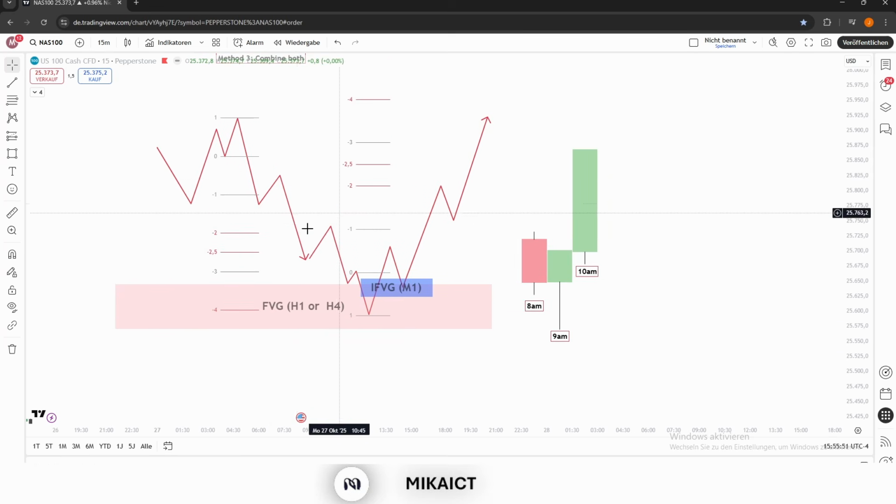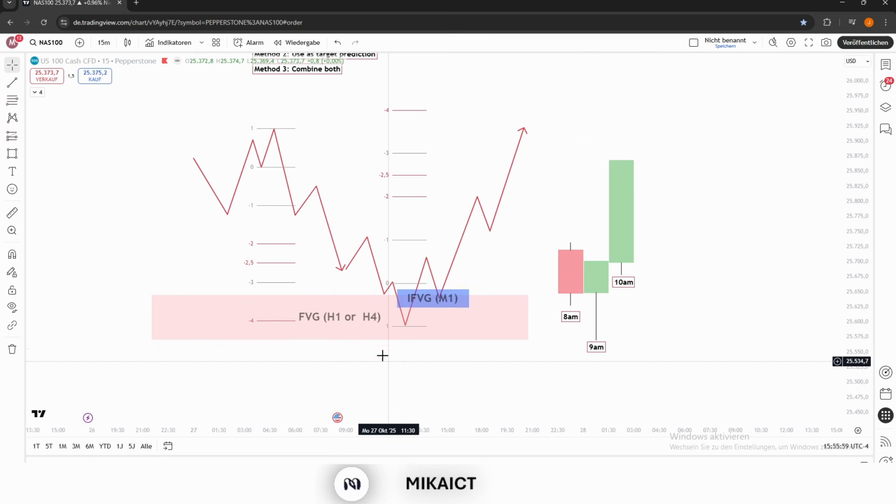So this is like, okay, I want to long here around this area. But then I'm still looking for any fair value gap on the 1 hour chart or on the 4 hour. So this is the second aspect. The first one is standard deviation, and the second one is fair value gap. I prefer the 1 hour, but the 4 hour also works.